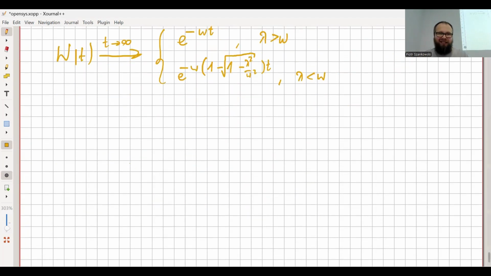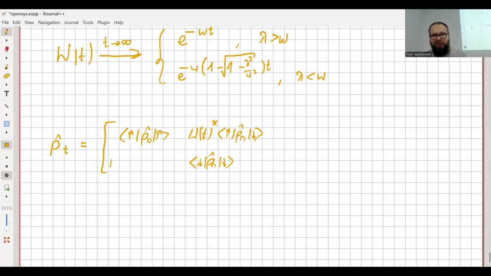But this means that our density matrix, let's recall, we had W of t times rho 0 down-up, and so on. As time goes to infinity, the off-diagonal parts just disappear.